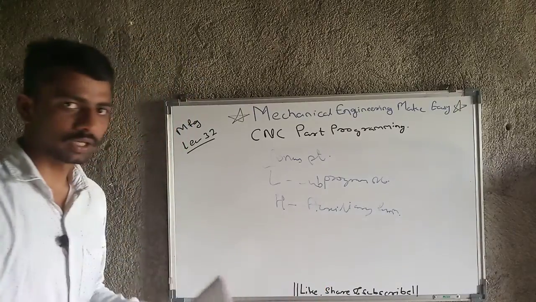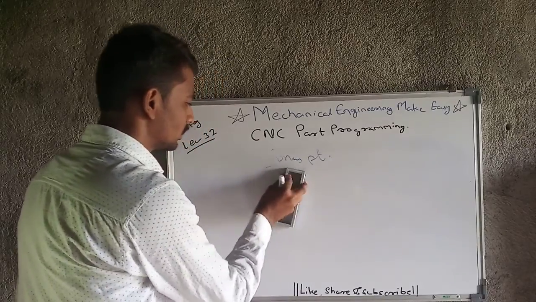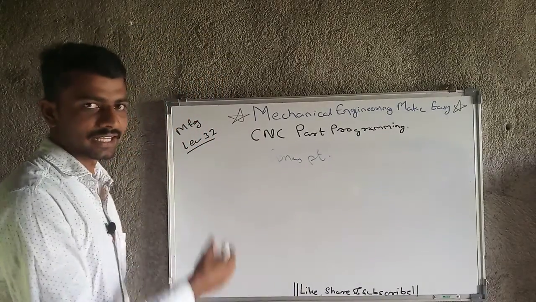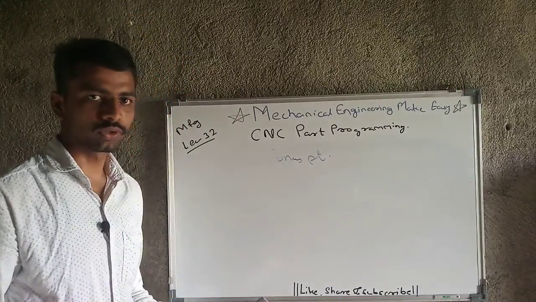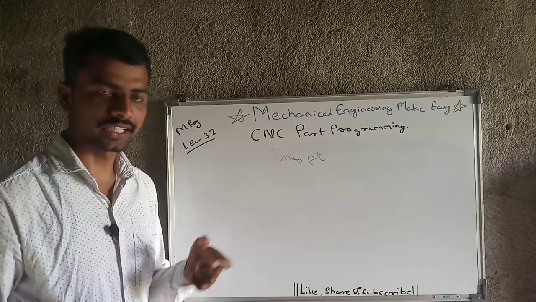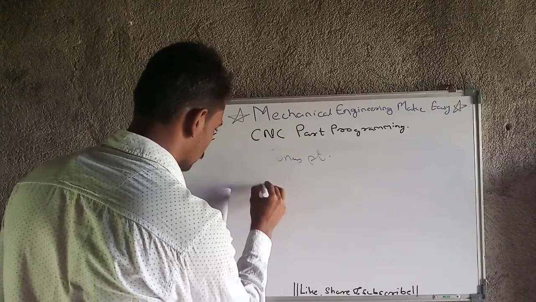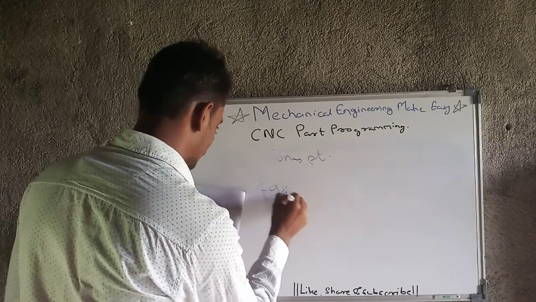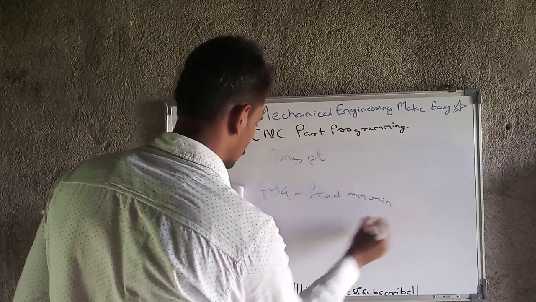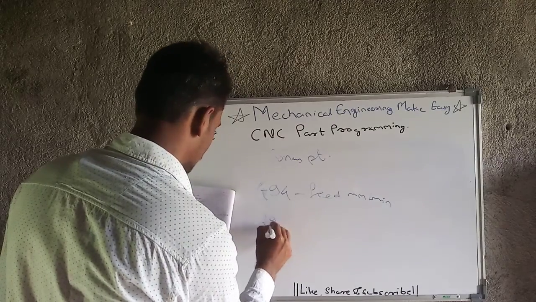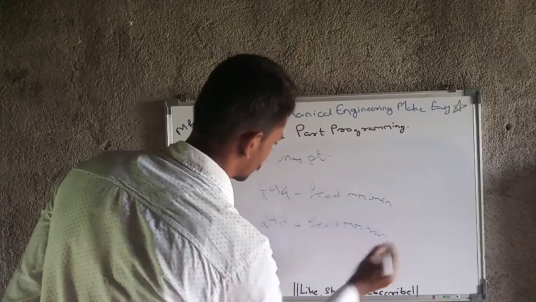Then there are two parameters of G code that are too much important, and that's why I have taken those in the bonus point, because those G codes are too much important and students ignore them. And what are they? G94, that is feed in mm per minute, and G95, that is feed in mm per revolution.